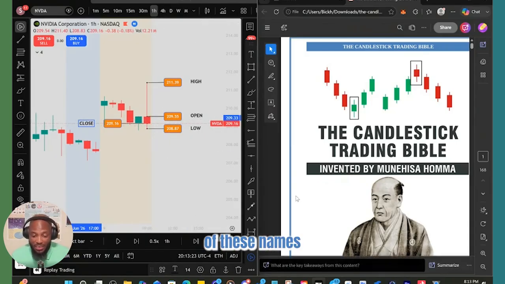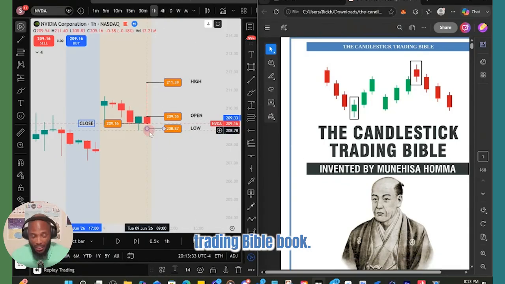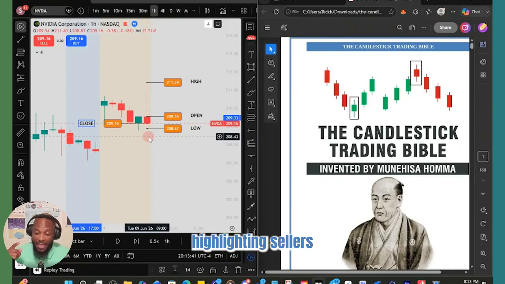And you get all of these names in this Candlestick Trading Bible book. You got that out this candle at 9 to 10 o'clock, price action activity. Okay? Again, highlighting sellers won that. They were strong in there.